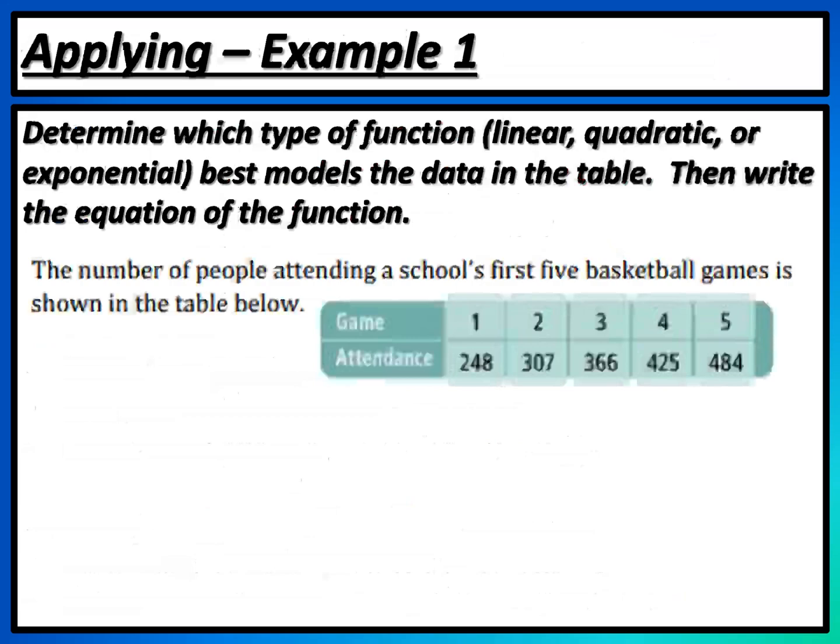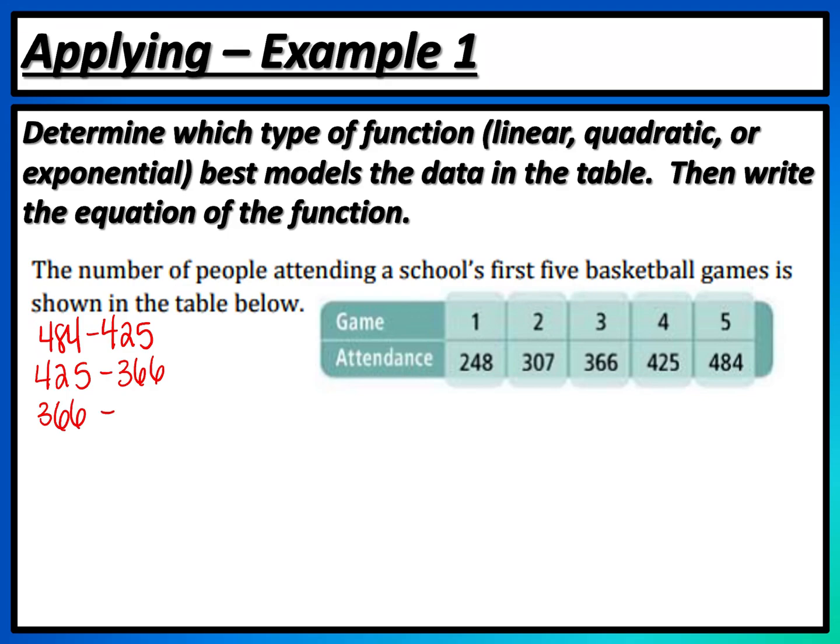First we want to determine, is this table linear, quadratic, or exponential? You want to start with either dividing the values or subtracting them. We actually start from the back, or the bottom. We start from the end and go backwards. So we're doing 484 minus 425, 425 minus 366, and so on.